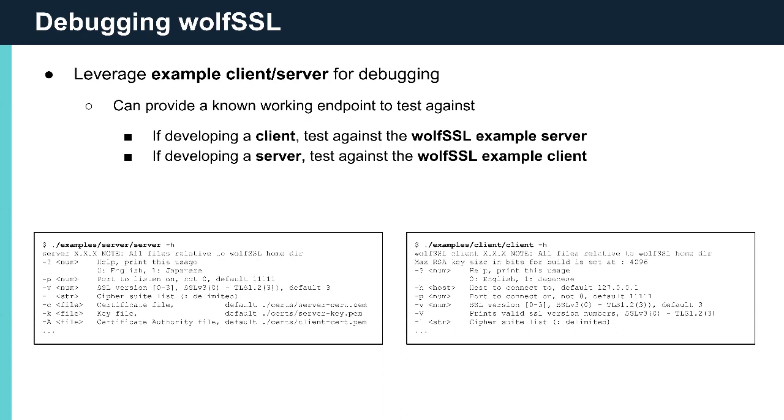So a few tips and tricks. One thing I found helpful is using our example client or server to help you debug. Most of the time you're only going to be working on a server or a client at one time, and testing against our example client or server gives you a known working endpoint to put on the other side of that connection. So if you're developing a client, you can try to connect your client to our server. If you're developing a server, you can use our client to try to connect to the server. It gives you some confidence that the other side of the connection is working. It also allows you to enable some debugging and see what's happening on the other side of the connection if needed.